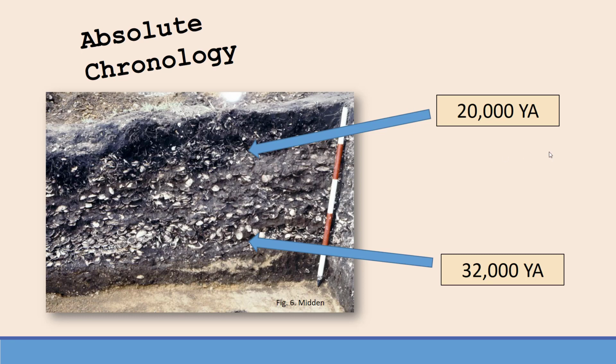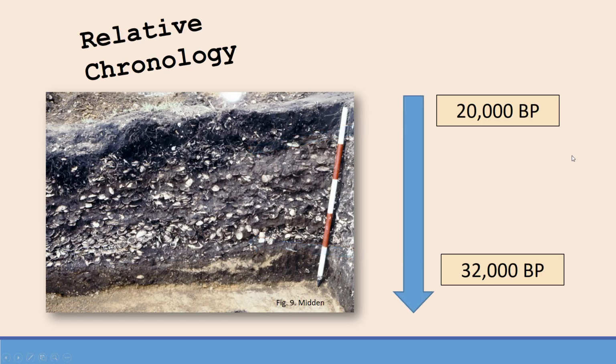Okay, let's take a look at relative chronology. So relative chronology acknowledges that, okay, this one's 20,000 and this one's 32,000. But more importantly, what we really need to know is that this one down here is older than the one up there, okay? So when you begin to compare them relatively, you begin to ask questions about process, right? So in looking at changes, what happened between these two?